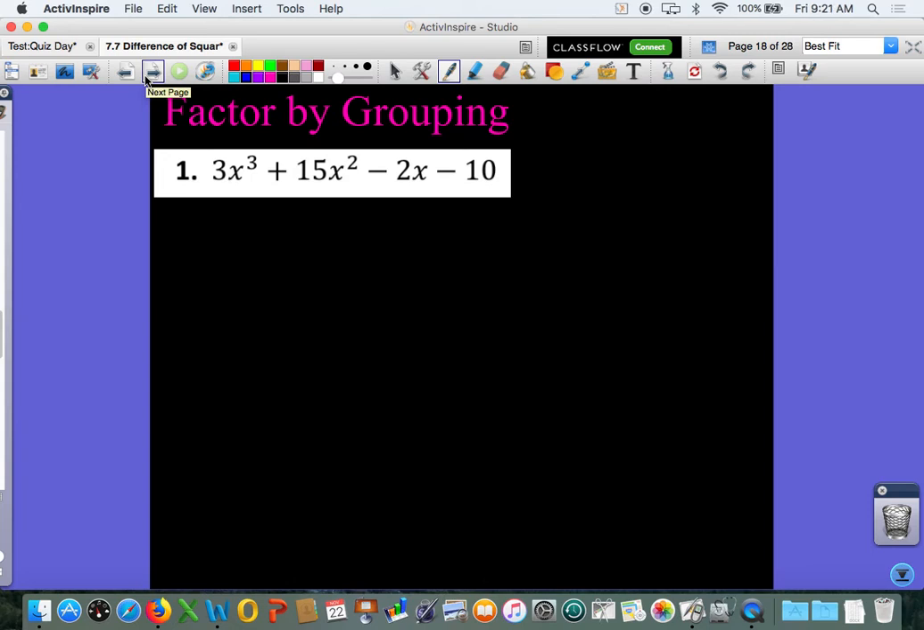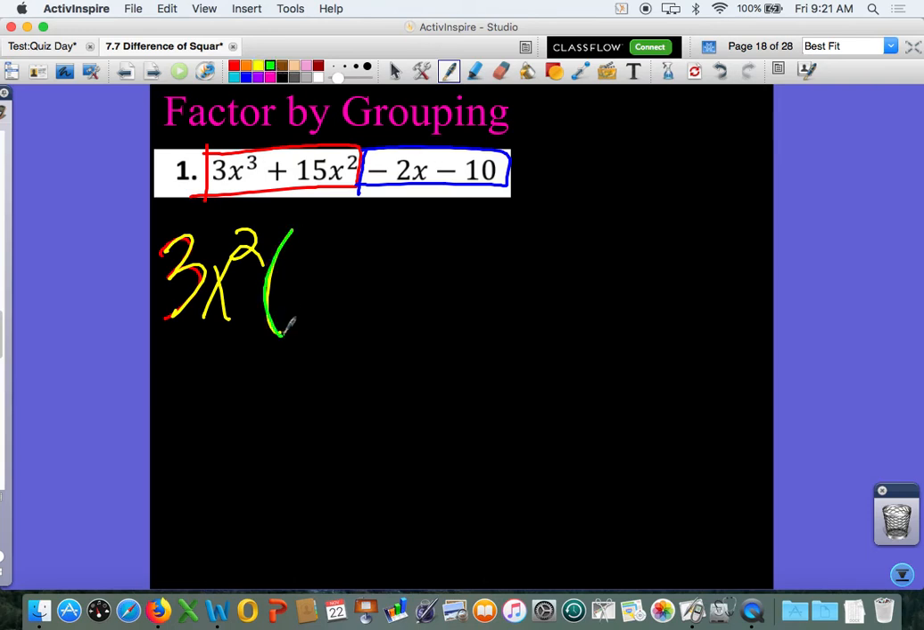Awesome. Let's look at, okay, there we go. Number 1, we've got to break them into 2 different groups. So I've got a group right here and a group right here. You notice I'm including the sign in front of the 2. That is because the sign in front of something is what goes with that term. So I can pull a 3x squared out of the first group.